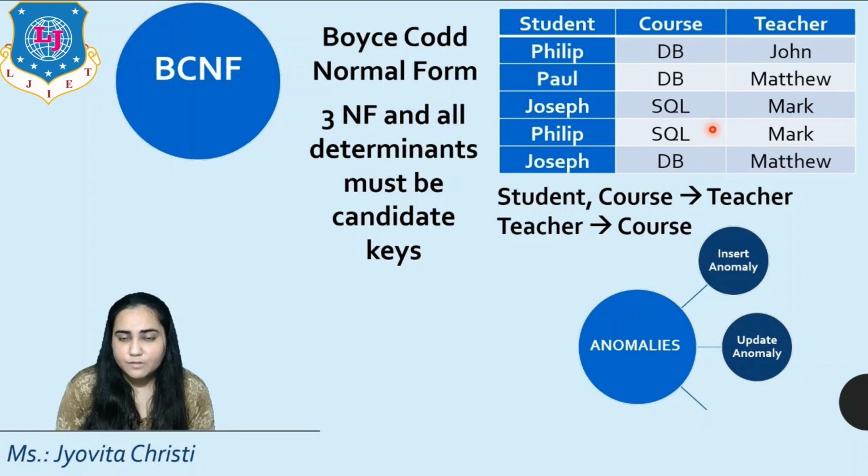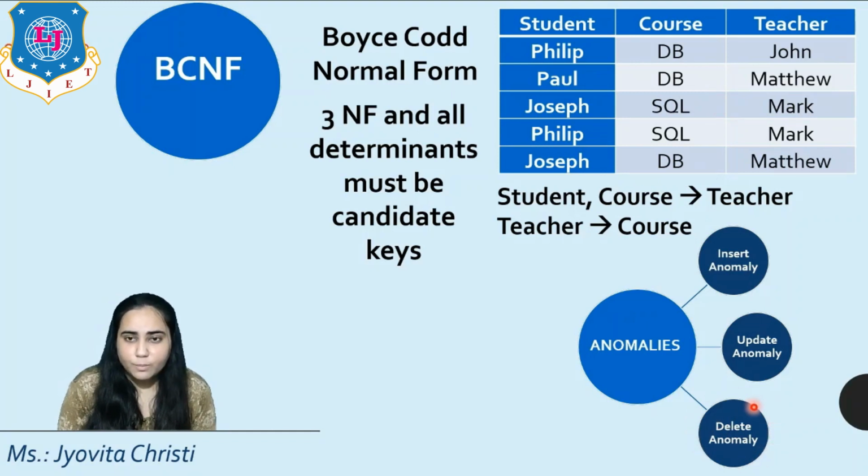Then the update anomaly. If I want to update the name of a course, or I want to update the name of a teacher, then I have to update in several places. And there's also the delete anomaly. If I delete one row because let's say I want to delete one teacher, then I'm deleting the name of a course as well as the name of a student. For example, if I want to delete Mark, then I'd be deleting all data about Joseph and Philip and also the entire course SQL. So you see, this is not a proper efficient design, and it's definitely not in BCNF, and so we have to do something about it.